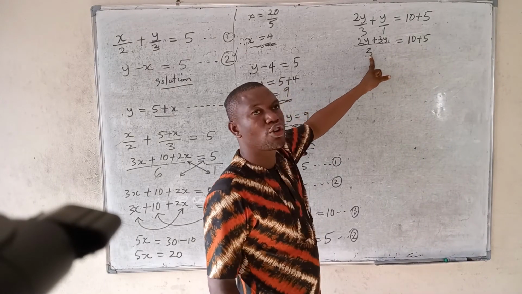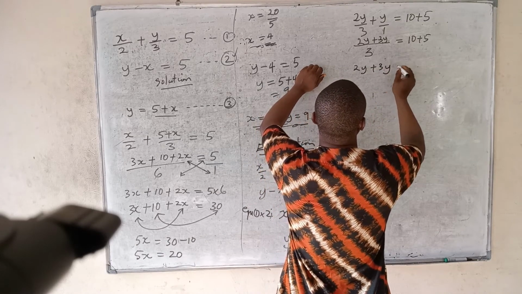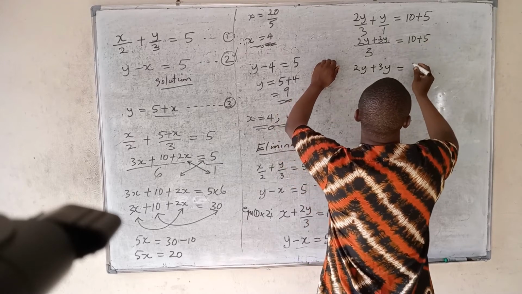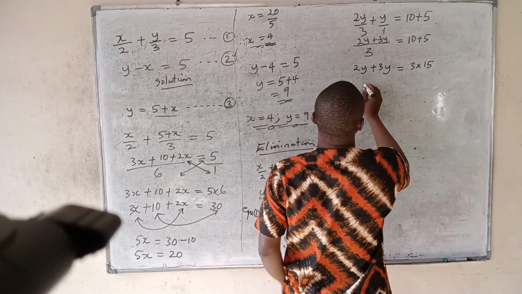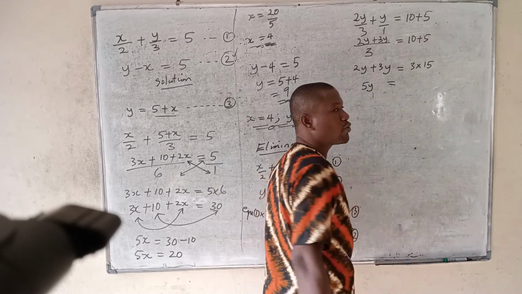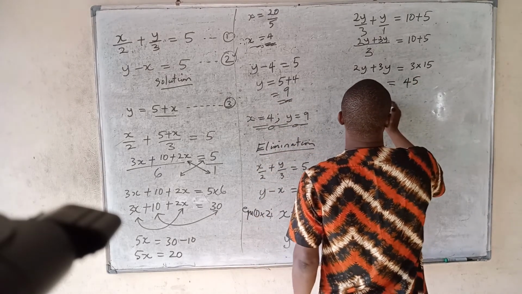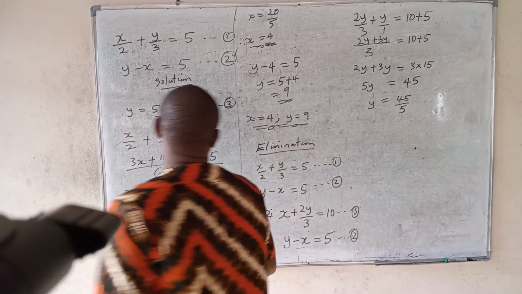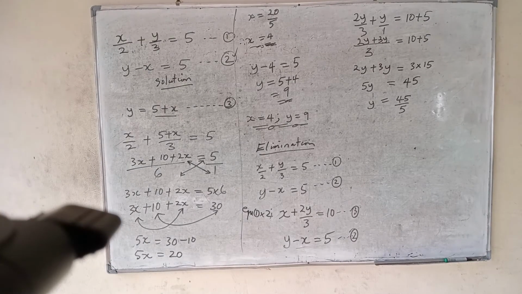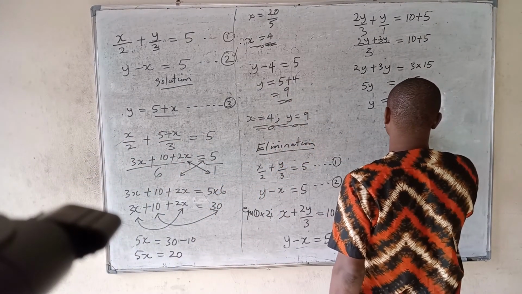So from this, you can cross multiply. So now I have 2y plus 3y is equal to, this is 15 already, 3 times 15. And you can add up this to have 5y, which is equal to 3 times 15, which is 45. So y is the same as 45 over 5. If you divide that, you have that to be 9.